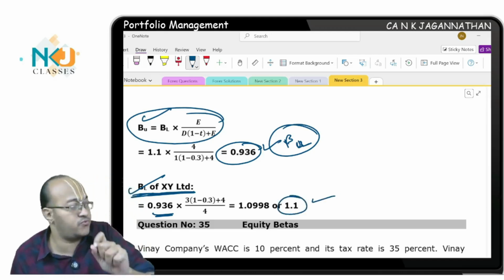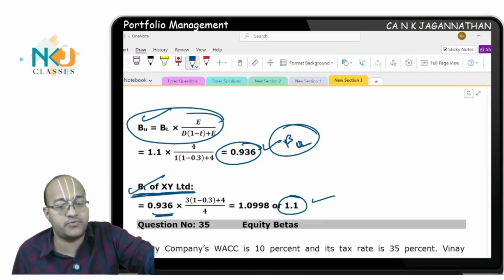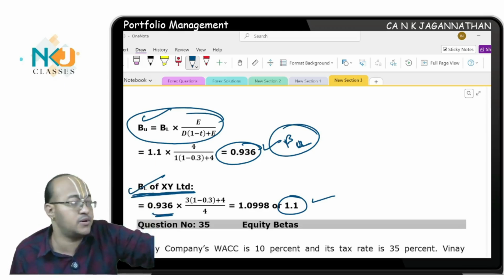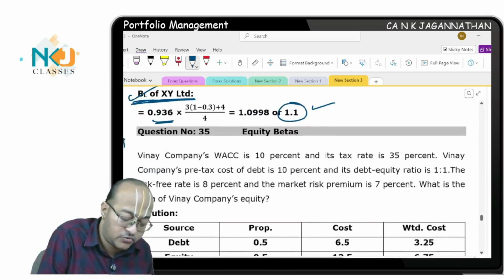Are you listening to how to go from levered to unlevered? If they have given that everything is the same apart from the capital structure, then you use that data to convert to unlevered. Are you all comfortable? Convert to levered again. Next, equity beta.